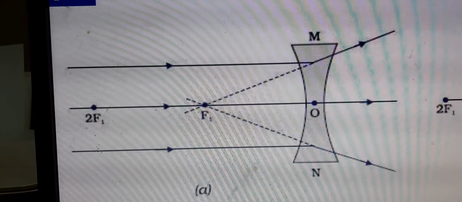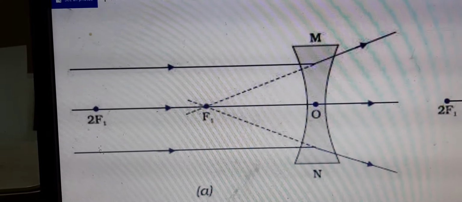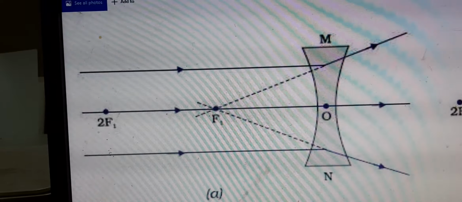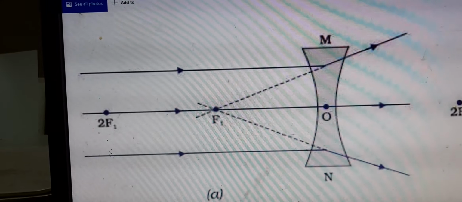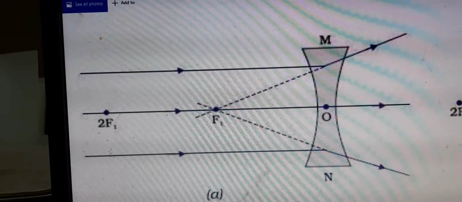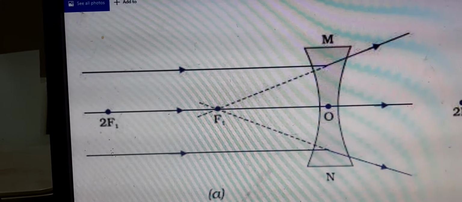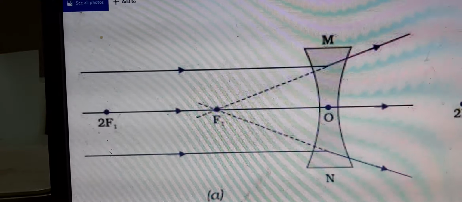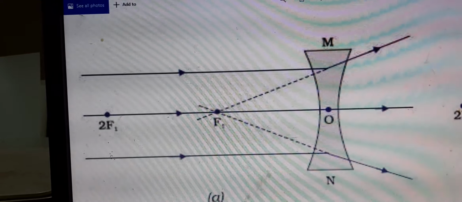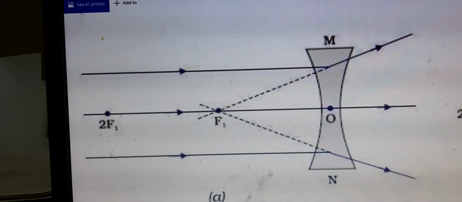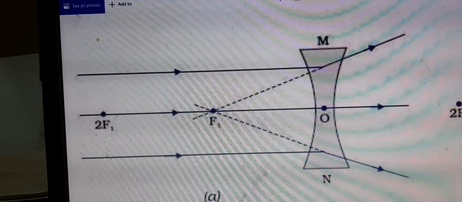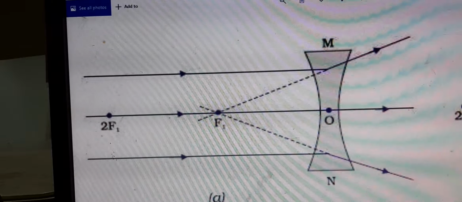Another thing is that a concave lens diverges the rays which fall on it. Here you can see parallel rays are coming. They are not meeting at the focus like in the convex lens, but they are going away from each other. So a concave lens diverges the rays. But when they diverge, they are not just going anywhere they want. You have to see that they appear to come from the focus.